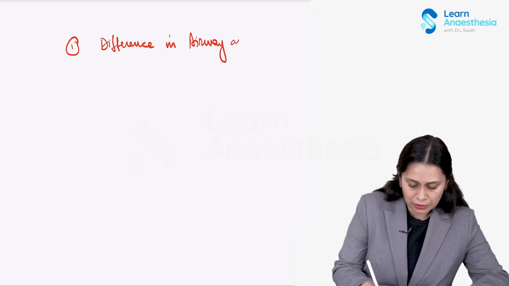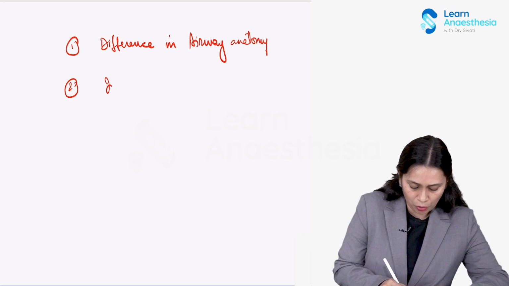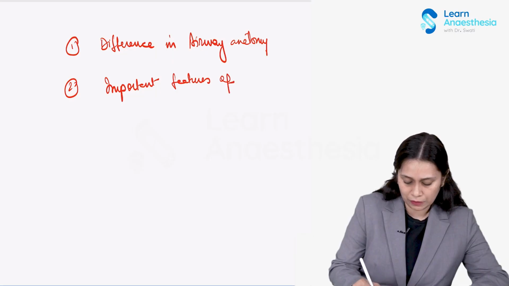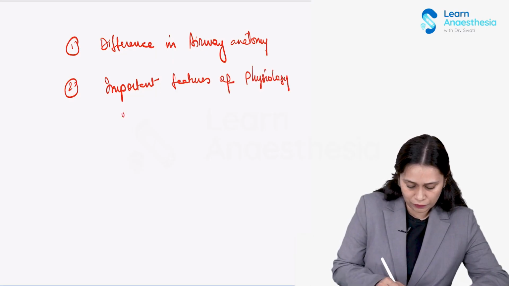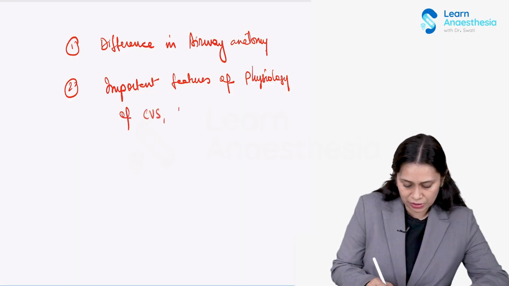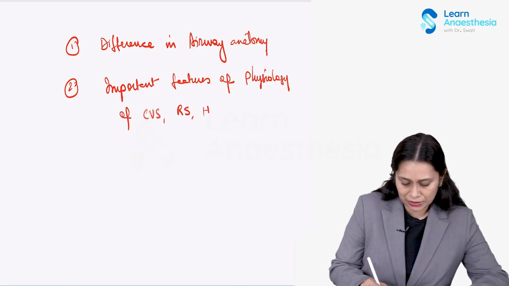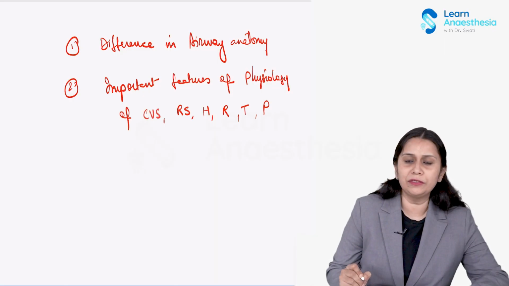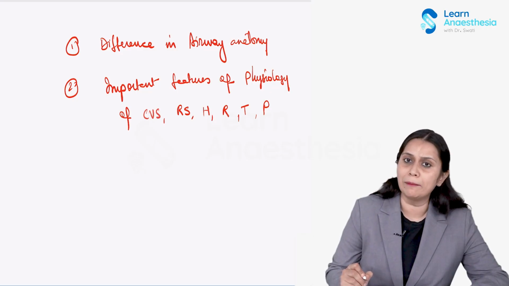right? Then we need to know important features of physiology of cardiovascular system, respiratory system, hepatic system, renal system, their temperature regulation, and definitely some psychological things that we need to know about their management.